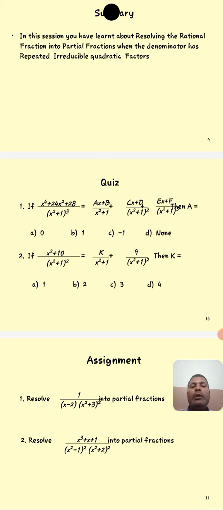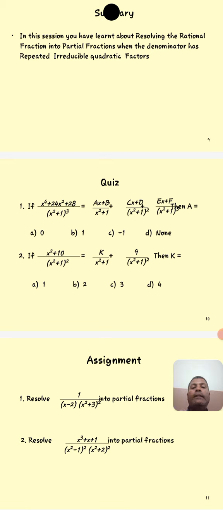Okay, that is equal to ax plus b divided by x square plus 1, plus cx plus d divided by x square plus 1 whole square, plus ex plus f divided by x square plus 1 whole cube. Then a is equal to what? Okay, then this is a lengthy procedure. To find out the a value, first of all we find out the LCM part.